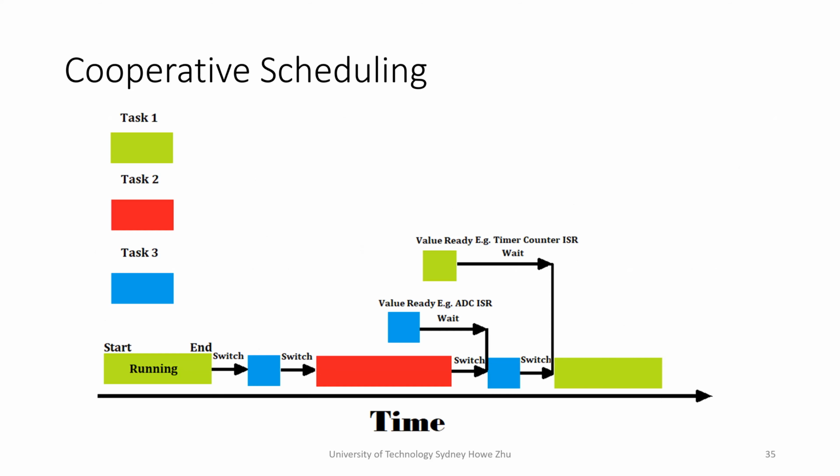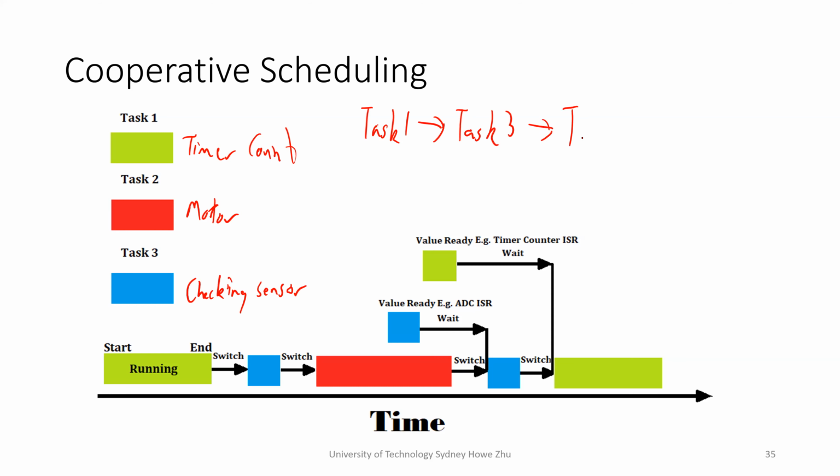For example, imagine you have 3 tasks. Let's say this task is the timer count. This task is your motor. And this task is checking sensors. Cooperative scheduling means that every task has equal priority. Every task is equally important, and your system needs to perform each task in order. So the order will always be task 1, then task 2, then task 3, then task 2, and then your system will go back to task 1.